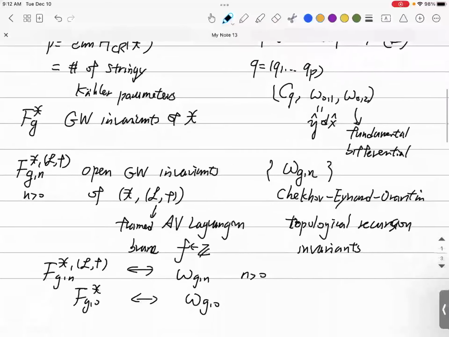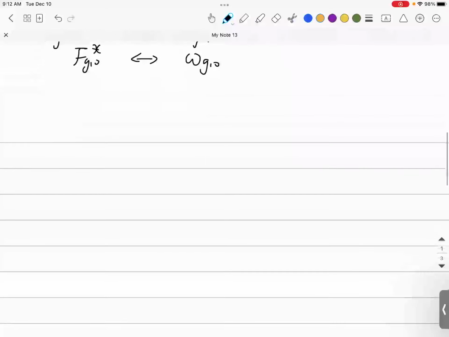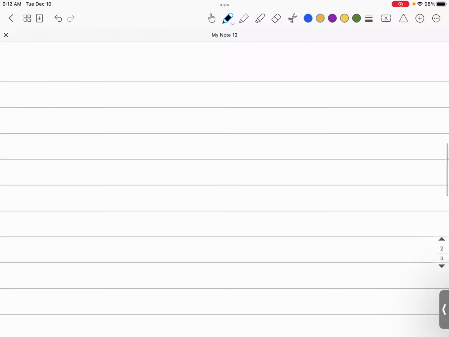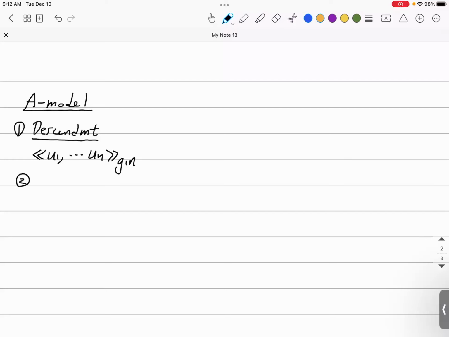So that's the setup. Today we are going to be more precise. On the A model, I'll first summarize what kind of A model invariants we will have. First we will have some descendant invariants of this shape, and then we have open invariants.